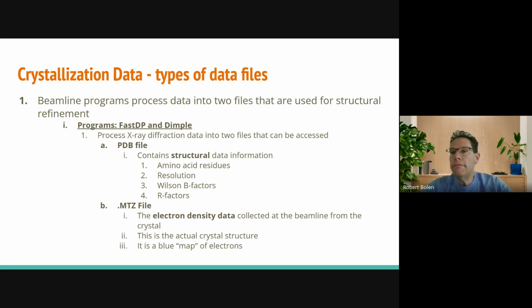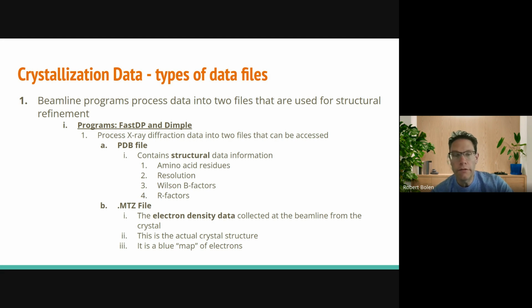The first one is a PDB file, and that PDB file contains the structural information about our protein. It includes the number of amino acid residues. It actually outlines the individual residues that are there. It gives us a number on the resolution. How good is our diffraction? How good is our protein? There's another measure called the Wilson B factor and R factor. So the PDB file contains a lot of important information about the structure of the protein.